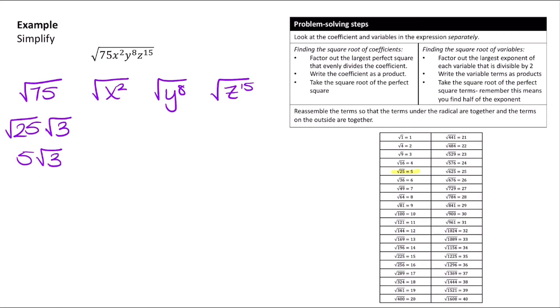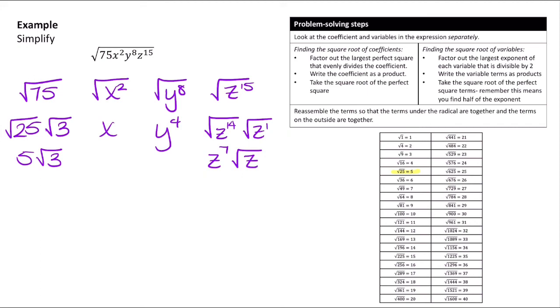Now let's look at our x squared. The nice thing here is that we have an exponent that's divisible by 2, so I'm just going to simplify that into x to the 1, which is just x. Y to the 8th is also divisible by 2, so I can just turn that into y to the 4th. It's just going to cut my exponent in half. Z to the 15th is not divisible by 2, so I need to rewrite this using the next number that's divisible. So I have z to the 14th times the square root of z to the first. The square root of z to the 14th, I'm going to take half of that exponent, so I have z to the 7th, and then the square root of z just stays like that.